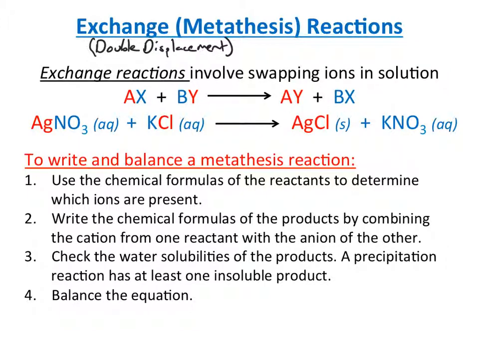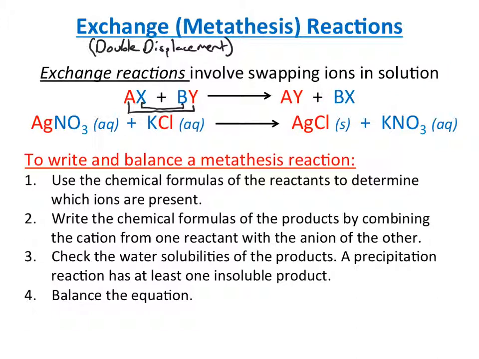But let's say that we have two ionic compounds, so AX and BY, and we want to predict the products of that reaction. In order to do that, all we really have to do is switch out the anions and the cations. So we take cation number 1 and combine it with anion number 2. And we take cation number 2 and combine it with anion number 1. And that ends up giving us AY plus BX, which are the two products of our reaction.